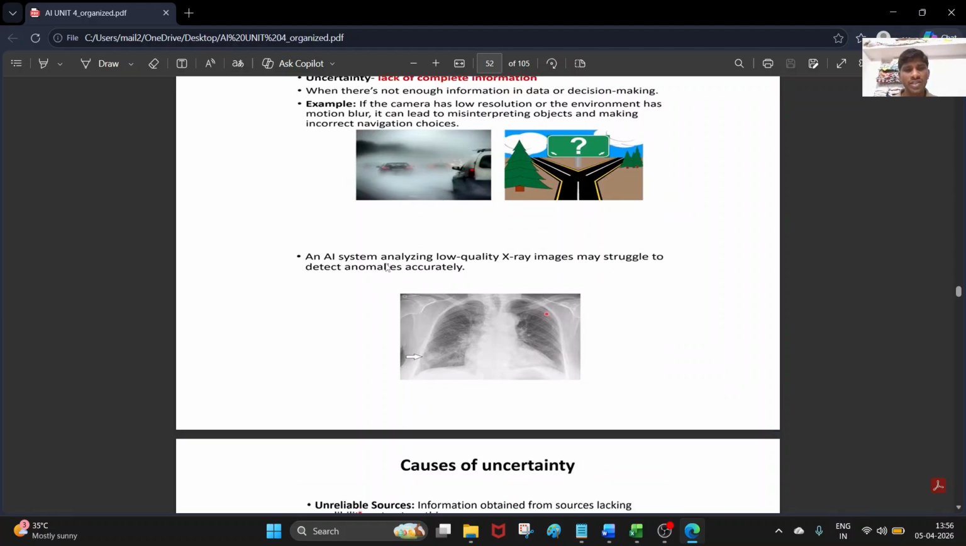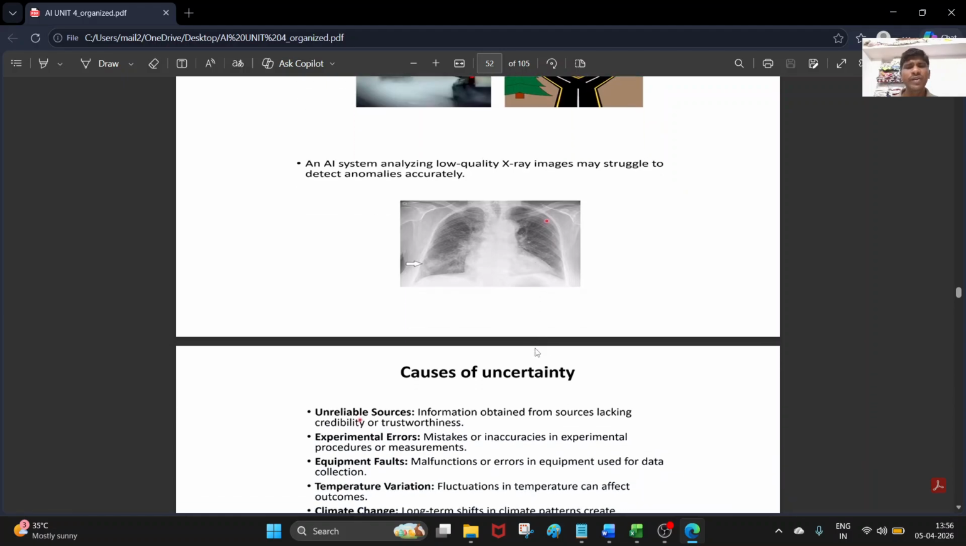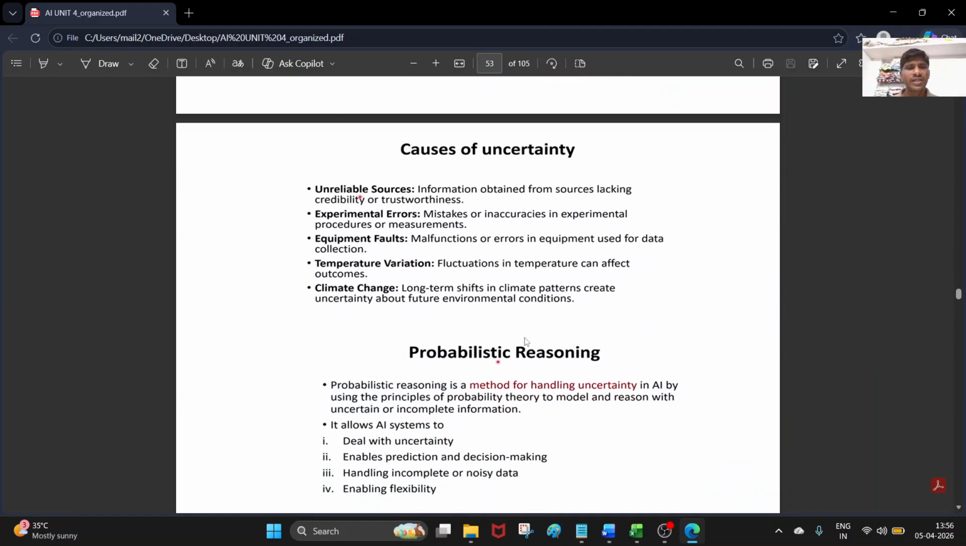For example, an AI system analyzing low quality HD images may struggle to detect anomalies accurately. Here the images are low quality, so detecting the anomalies will be very difficult. Causes of uncertainty: unreliable sources, experimental error, equipment faults, temperature variations and climate changes. These are all the causes of uncertainty.